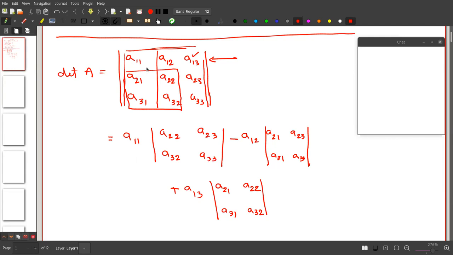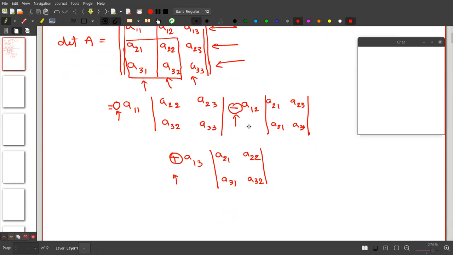You can see that here I have used plus, here minus, here plus. So how to determine where to take positive and where to take negative? Here I have taken the first row, you can take the second row also, or the third row, or any column, and the determinant will be the same. So how to guess what the sign will be? Let me tell you.